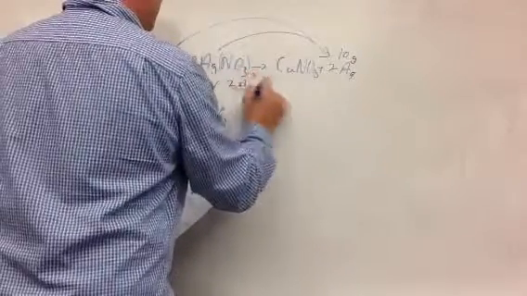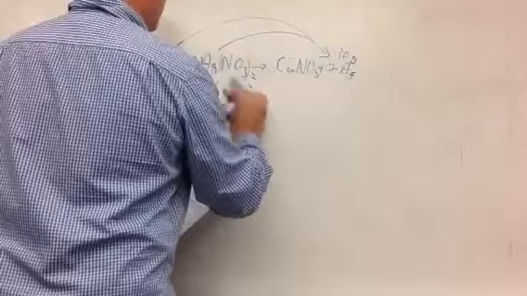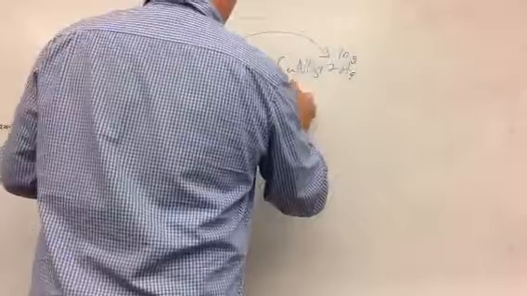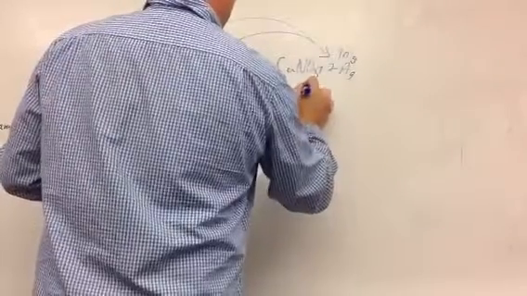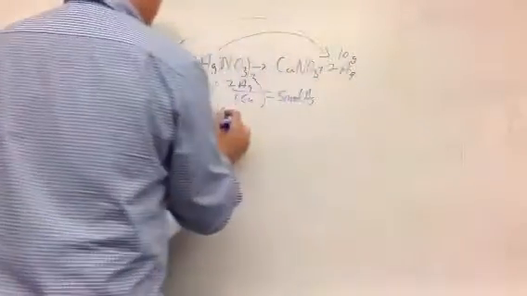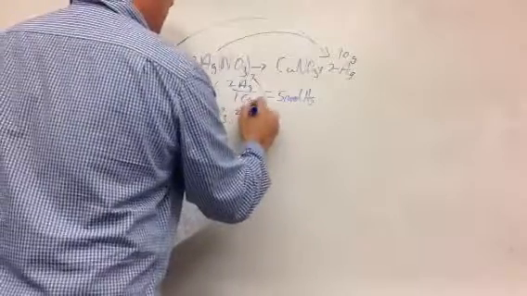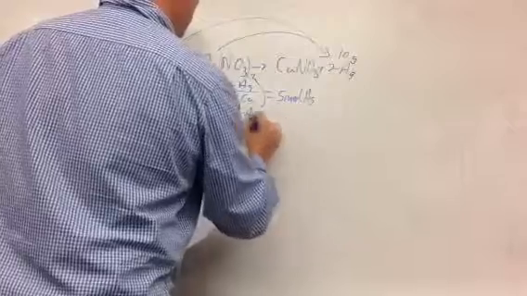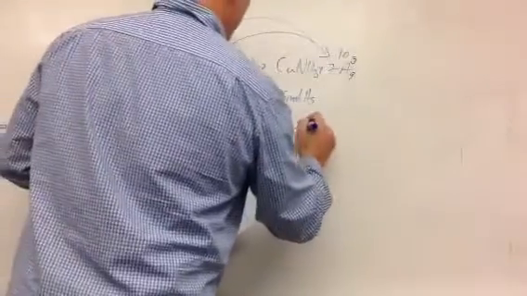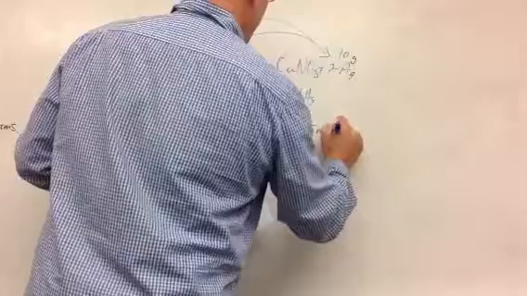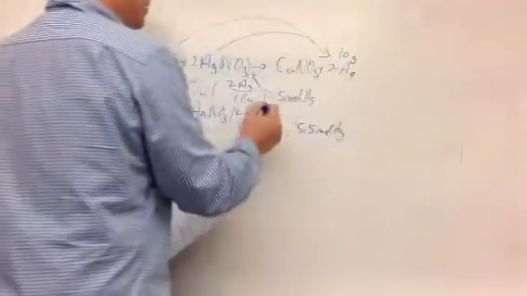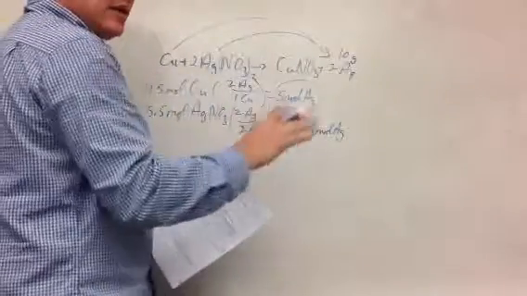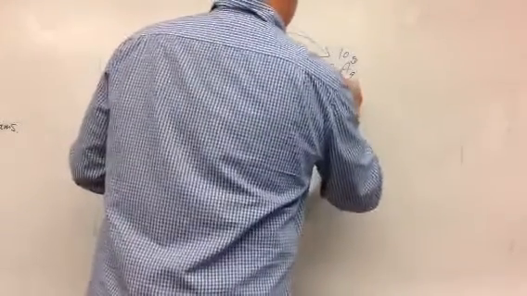It's 2 silver for every 1 copper. That's going to be then 5 moles of silver possible. It's 2 silvers for every 2 silver nitrates, which of course is the same number, 5.5 moles of silver possible. We pick the smaller number. Once I hit this number, all my copper's used up, it's done. This is my limiting reagent.